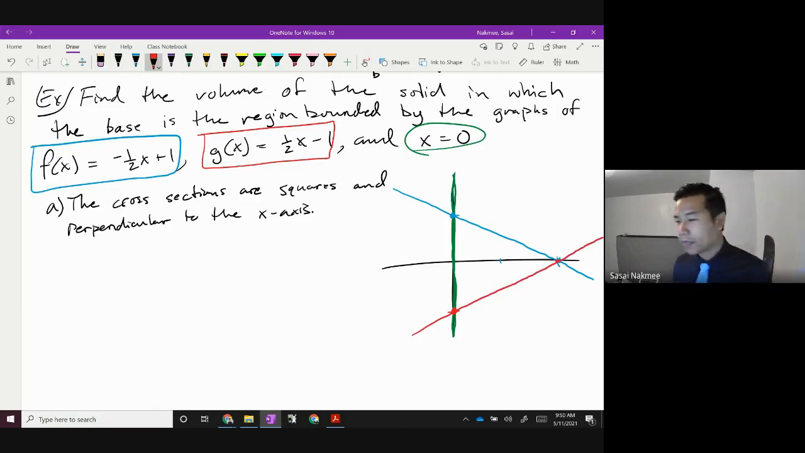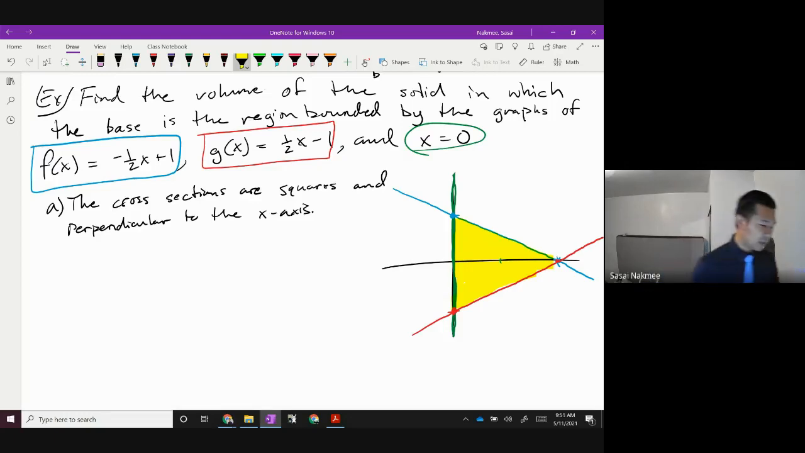Boom. There you go. So if I was just calculating the area between two curves, it would just be the integral from 0 to, it looks like they cross at 2 right there. So it'd just be from 0 to 2 of the top function minus the bottom function, and then I'd be done to get the area between those two. But this is not asking for that area. This is asking for the volume, right?